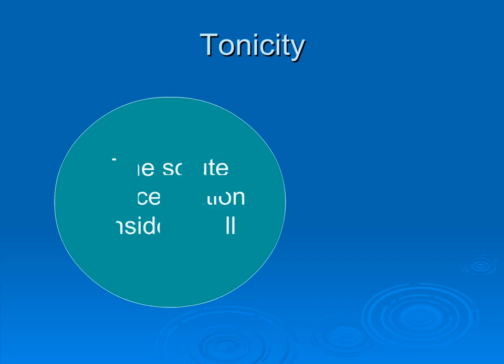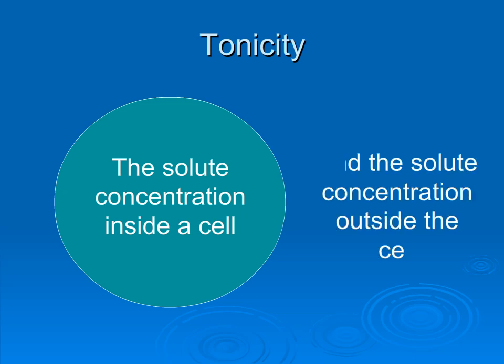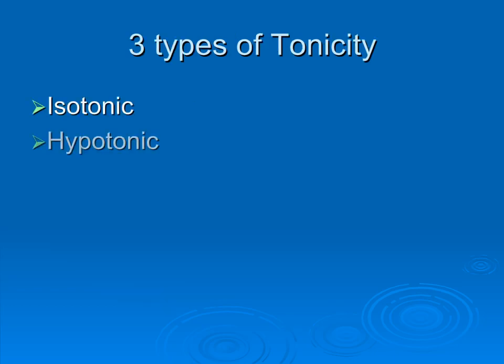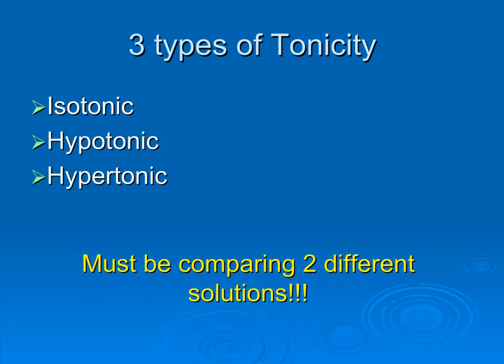Tonicity is relative, as we must be comparing two solutions. For example, the solute concentration of a solution inside a cell to the solute concentration of a solution outside a cell. We are assuming that the solute cannot diffuse, so only the water can flow across the membrane. The three types of tonicity are isotonic, hypotonic, and hypertonic. Remember, we have to be comparing two solutions to use these terms.